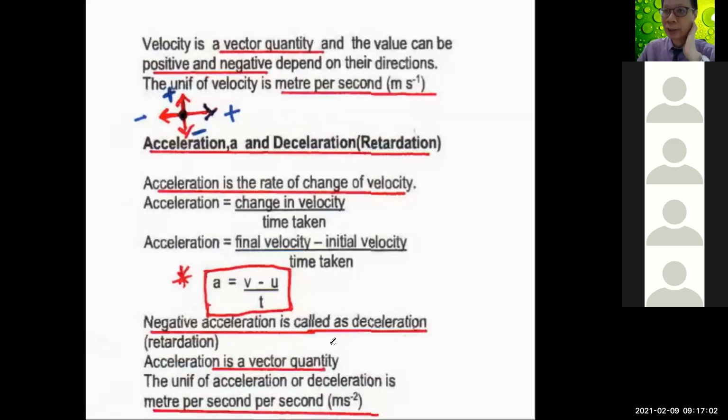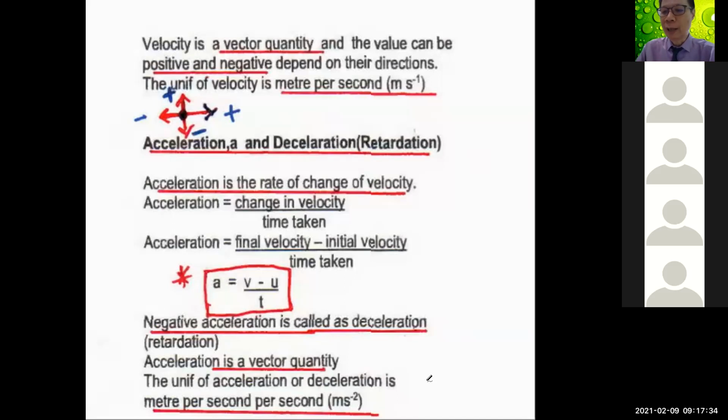And acceleration is a vector quantity, so of course acceleration has a direction. The unit is the same for acceleration and deceleration. In fact, to calculate acceleration or deceleration, you use the same formula: a equals v minus u over t. The unit is meter per second square. Velocity is meter per second, divided by time again, so the time becomes square. Meter per second square.